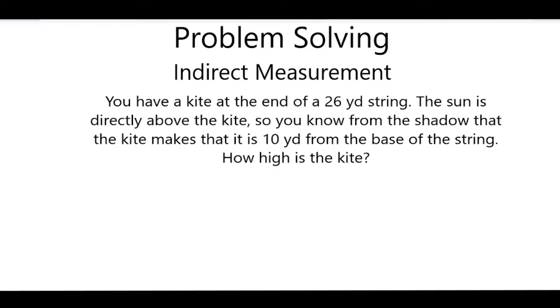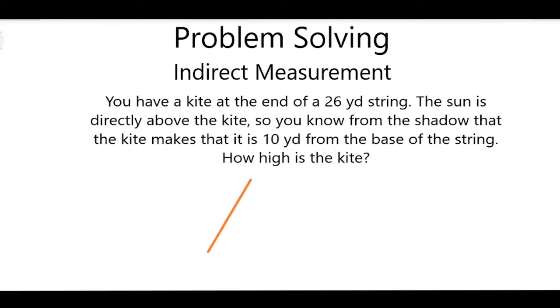All right, so let's say you have a kite at the end of a 26-yard string. The sun is directly above the kite, so you know from the shadow that the kite makes that it's 10 yards from the base of the string. How high is the kite?